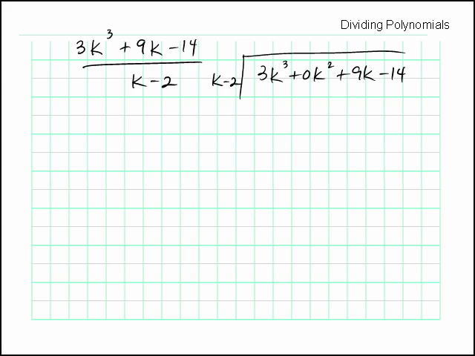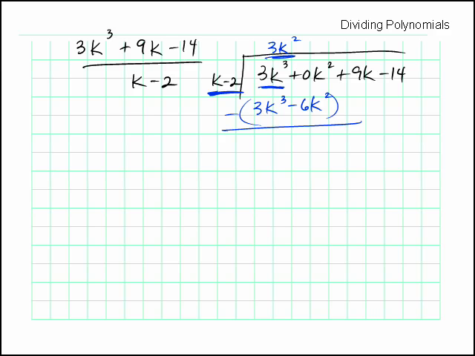Now I'm going to perform the long division here. Just like the others, it's exactly the same process. To turn k into 3k cubed, you have to multiply by 3k squared. I'm sorry, let me say it again. 3k squared times k minus 2 is 3k cubed minus 6k squared. Draw a line and subtract.